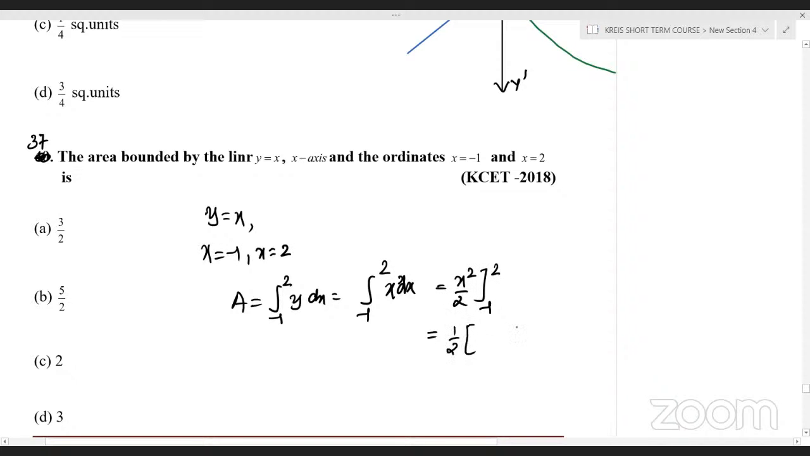Keep 1 by 2 outside. Putting the upper limit 2 for x, 2 square is 4, minus, so -1 square you get. This is 1 by 2 into 4 minus 1, it is 3. So the correct answer for this is option A, 3 by 2 square units will be the required area.